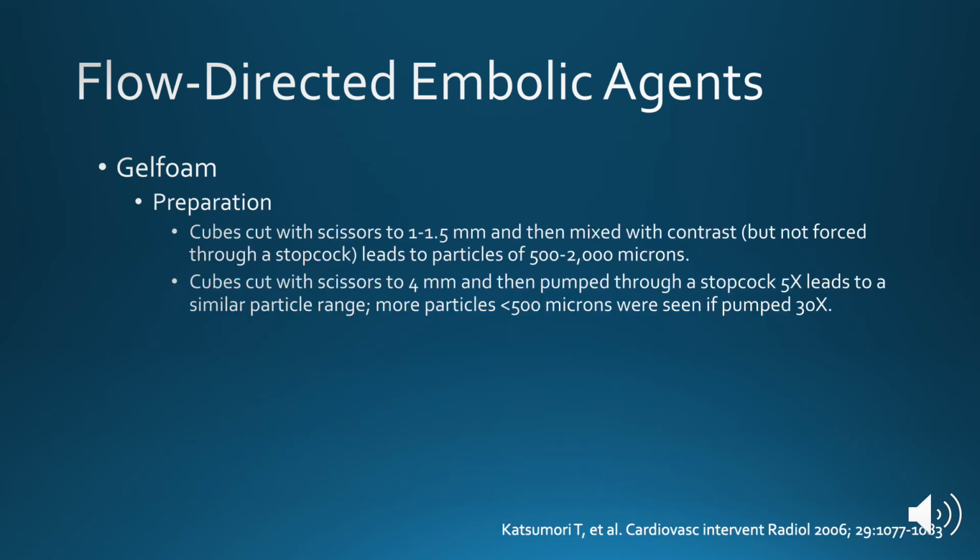In other words, when you cut cubes of Gelfoam and mix them with contrast, you can get them to be as small as 500 to 2,000 microns. But if you take larger cubes and then pump them through a stopcock at least 30 times, you can generate particles that are smaller than 500 microns in diameter.